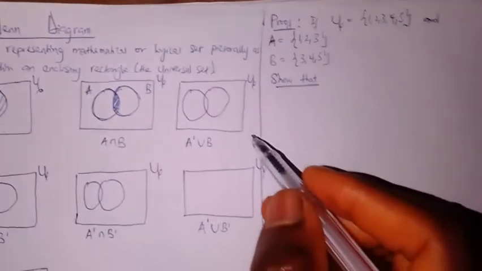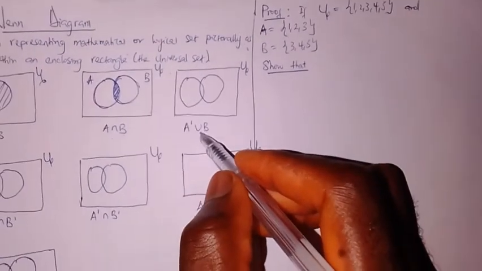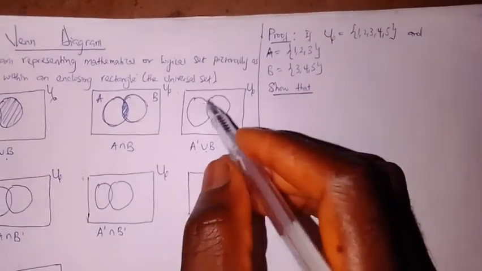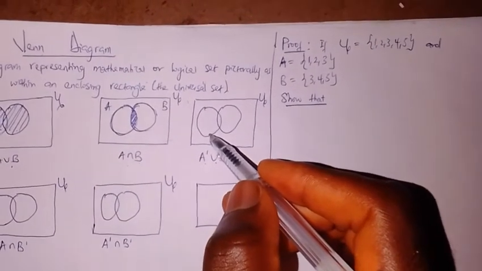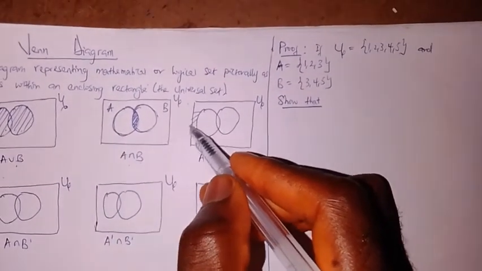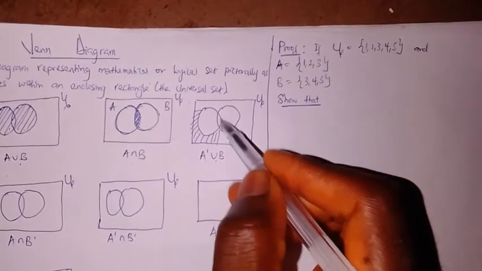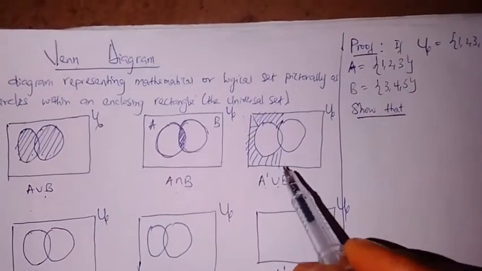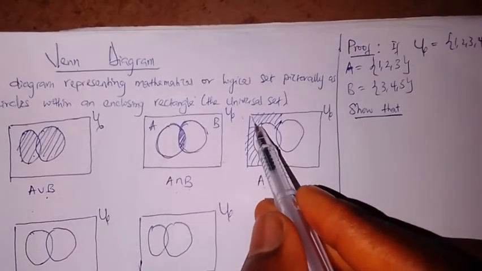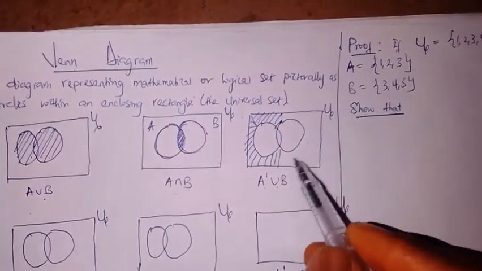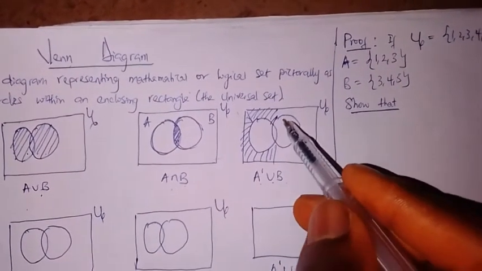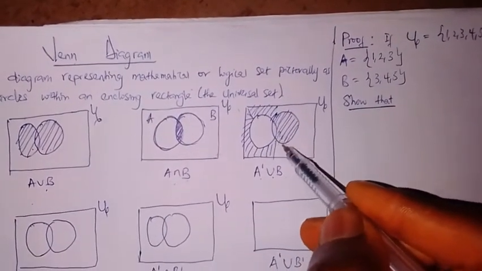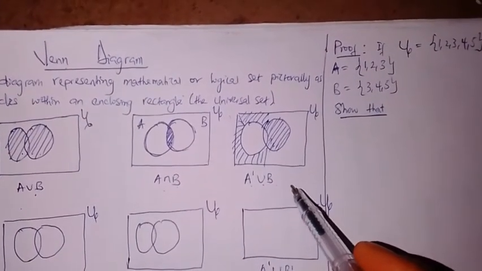Now, for A prime union B, union initially means what? What is in A prime and B. What is A prime? A prime means elements in the universal set, not in A. Elements in the universal set, not in A, is going to be this, up till this point. That's A prime. Now, elements not in A, but in the universal set, which is inside the rectangle. Now, union B means what? It merges with B. That is A prime union B.